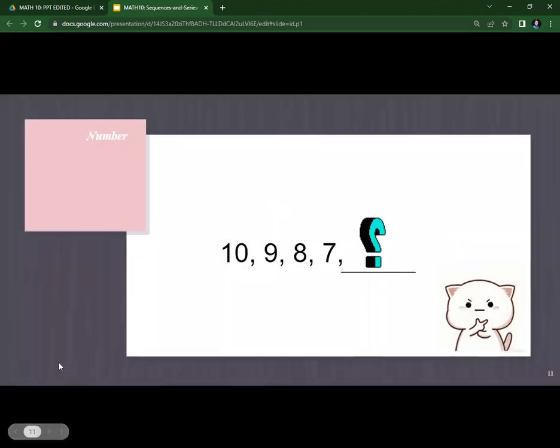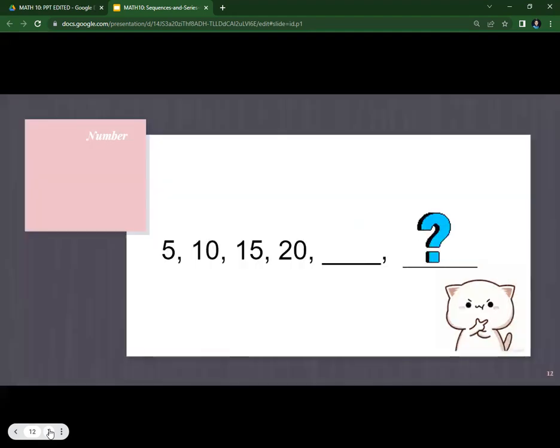How about this one? We have here 10, 9, 8, 7. What's next? Very good. It's 6. Now the pattern here is to decrease by 1. Now, can you guess the missing number? We have here 5, 10, 15, 20. What's the missing number? Very good. It is 30.